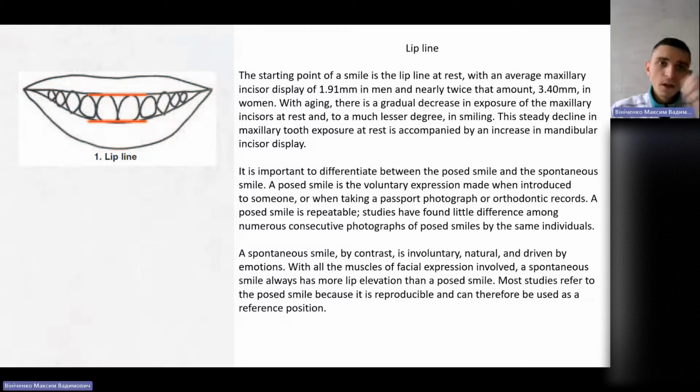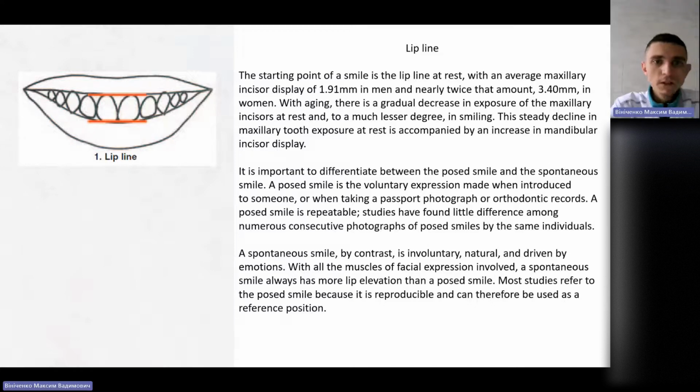The starting point of a smile is the lip line at rest, with an average maxillary incisor display of 1.91 millimeters in men and nearly twice that amount, 3.40 millimeters, in women. With aging, there is a gradual decrease in exposure of the maxillary incisors at rest and, to a much lesser degree, in smiling. This steady decline in maxillary tooth exposure at rest is accompanied by an increase in mandibular incisor display.